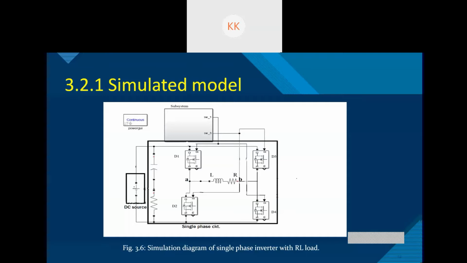When a DC source is connected as shown in the figure, at first there is a triggering of D1 and D4, in which the current from the DC source passes through D1 and then through D4, and it completes the cycle. After that D2 and D3 are triggered, in which the current passes through D3 and D2, and after that it completes at the DC source.